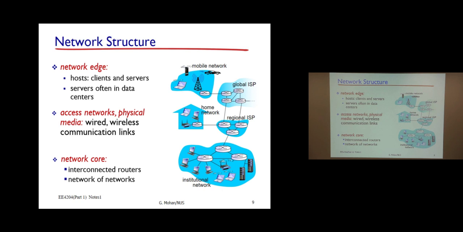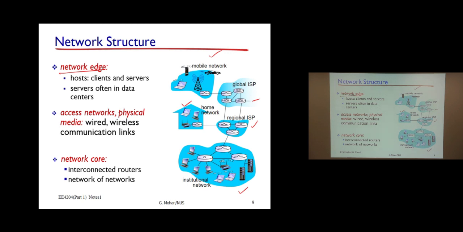If you look at this figure, you can see that there are mainly three different components. One, network edge. This is the same figure which we have seen in the previous lecture. You can see that there is a home network here, and there is a cellular mobile network. There is an institutional network and the service provider networks.